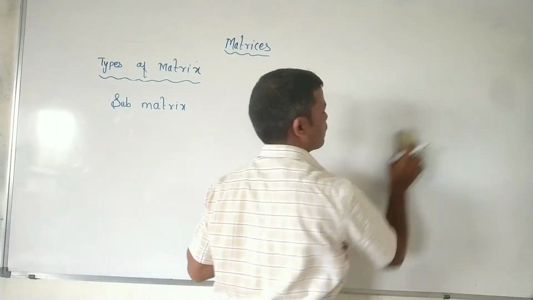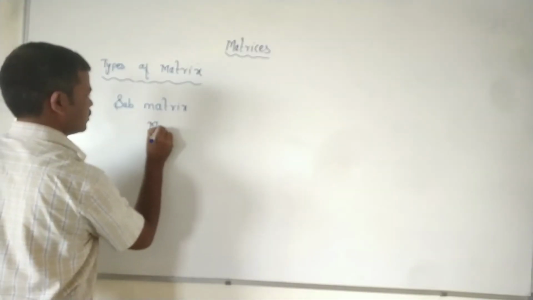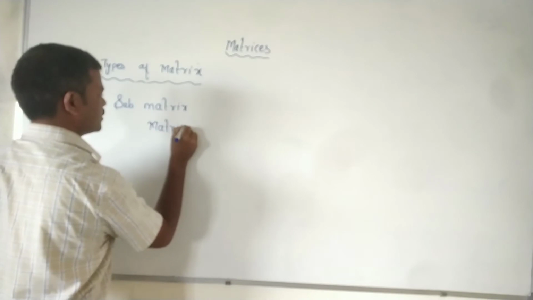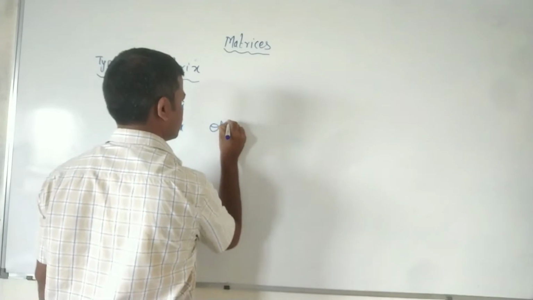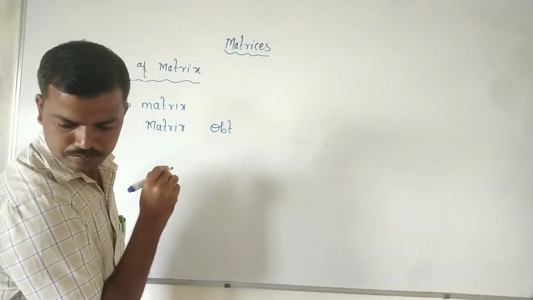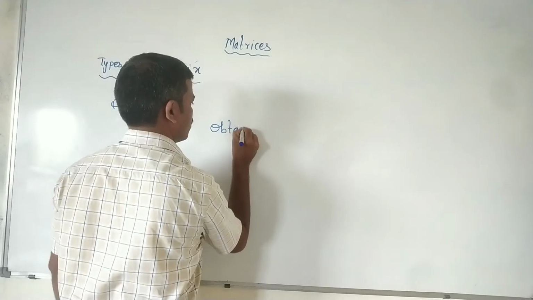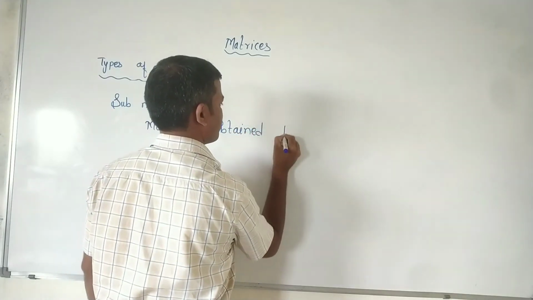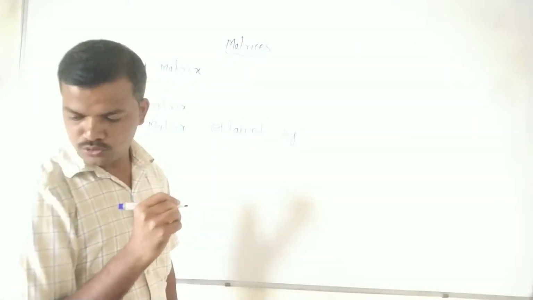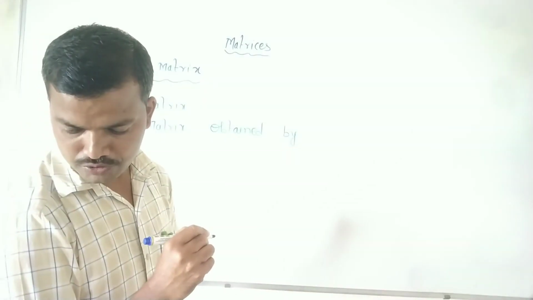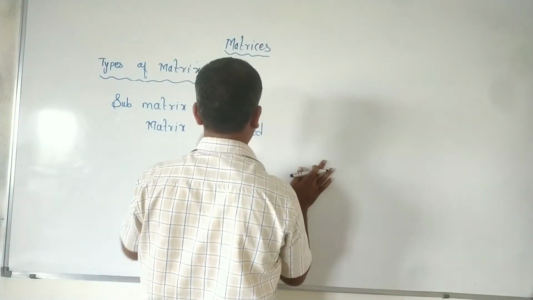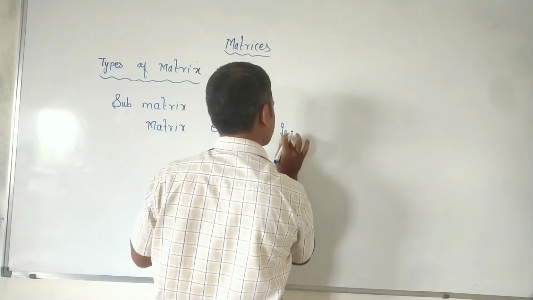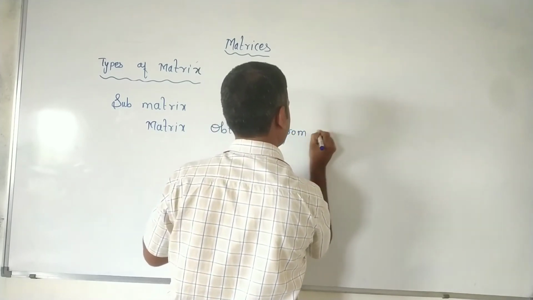Let's take that. A matrix obtained by deleting some rows, obtained from a given matrix.